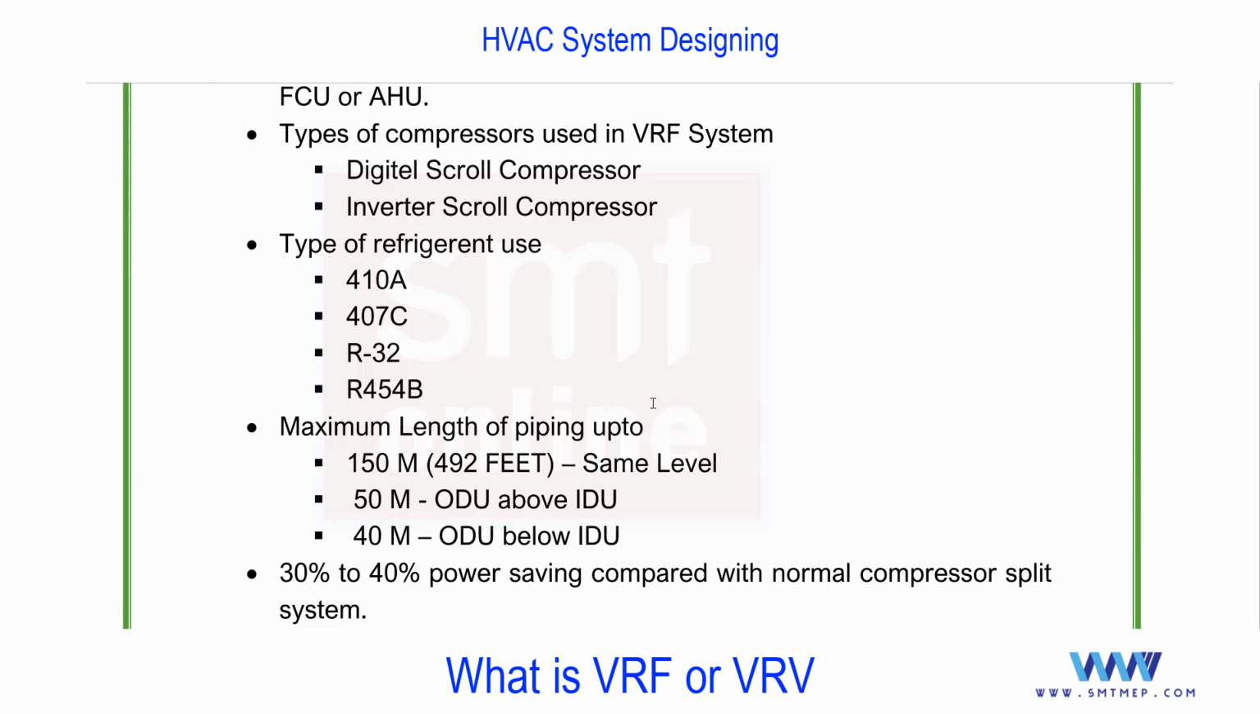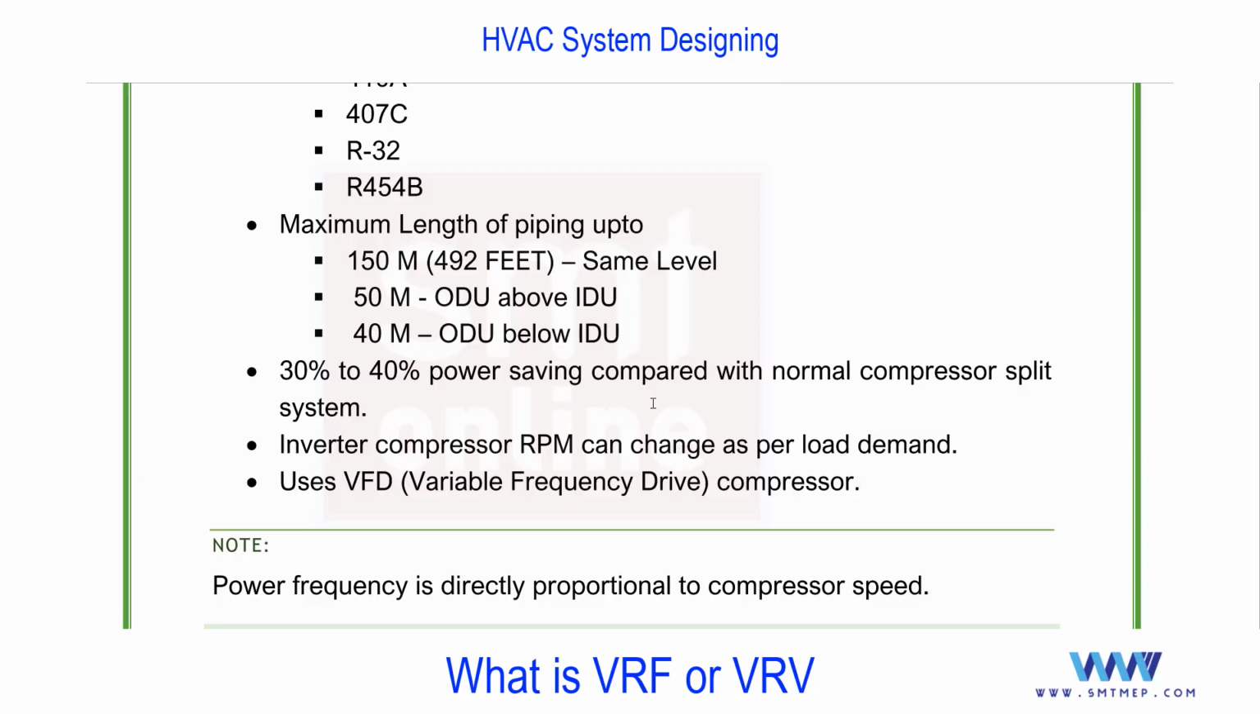Next point, you see 30 to 40% power saving or energy saving compared with the normal compressor split system. Again, as I said, in a split system also you'll find this inverter type scroll compressor. In that case, you'll find very close power saving. But if you talk about the normal compressor split system, you can expect 30 to 40% saving of energy. And that's the reason now even LG or Carrier, many brands, offer inverter technology in the split system.